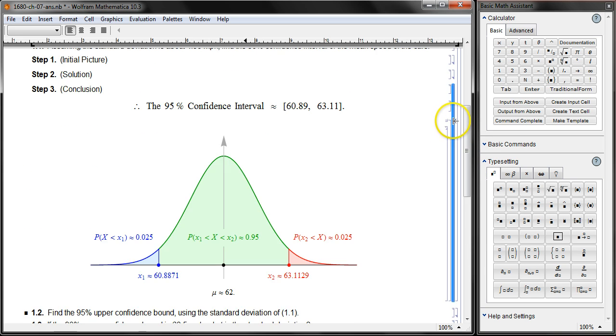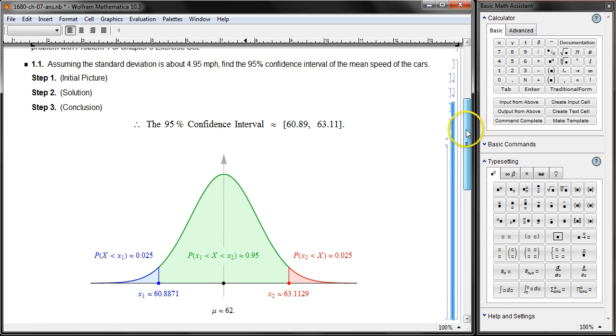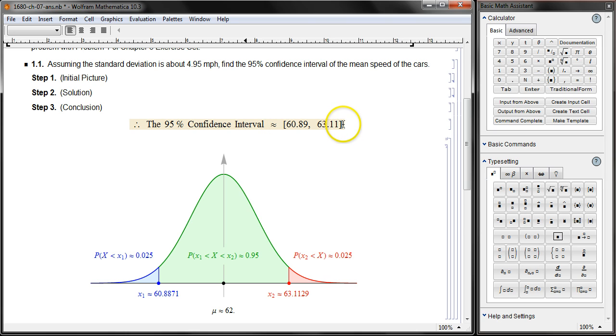Here is the conclusion. Therefore, the 95% confidence interval is about 60.9 to 63.1. You can use this kind of interval notation with brackets. Personally, I like to do that. Or you can use a dash. You can use a variety of symbols. And the final picture kind of looks like this.